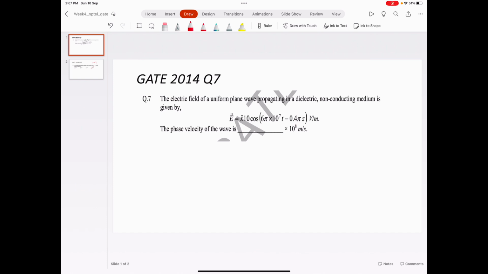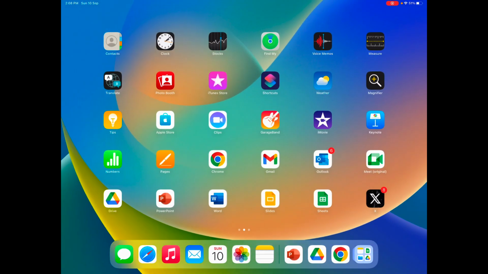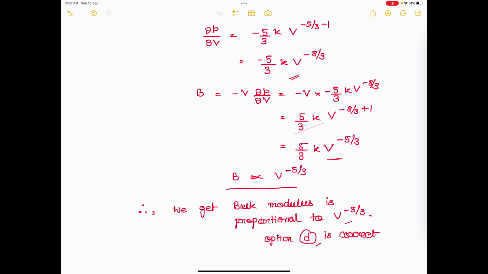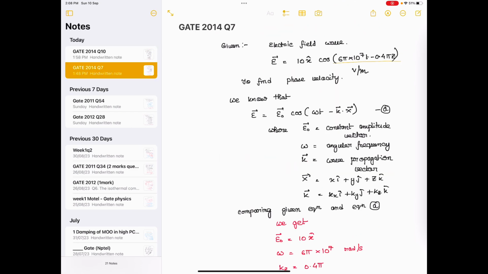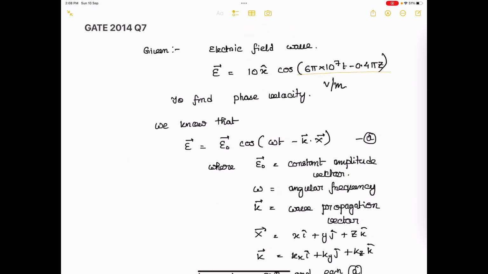Now to understand that, see this electric field, which is a wave-like solution, is being given here. So we need to understand what the phase velocity is, how we can find it, and in that phase velocity expression we have to put certain values and find out what the phase velocity will be if this kind of wave is given. So for that, the step-by-step solution will be as follows.